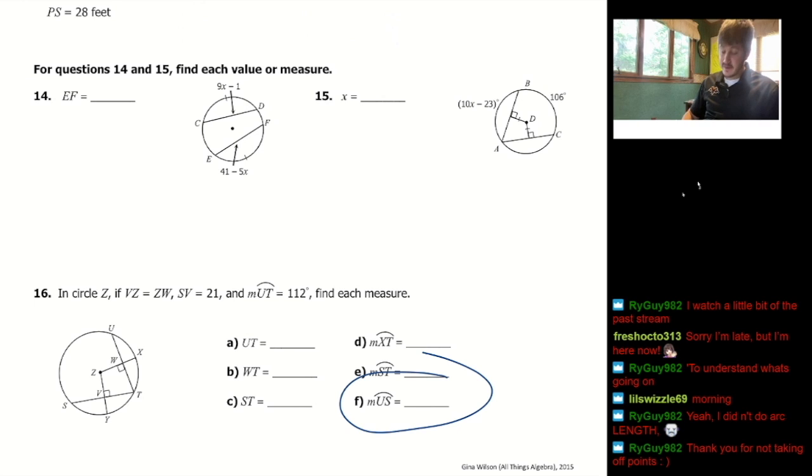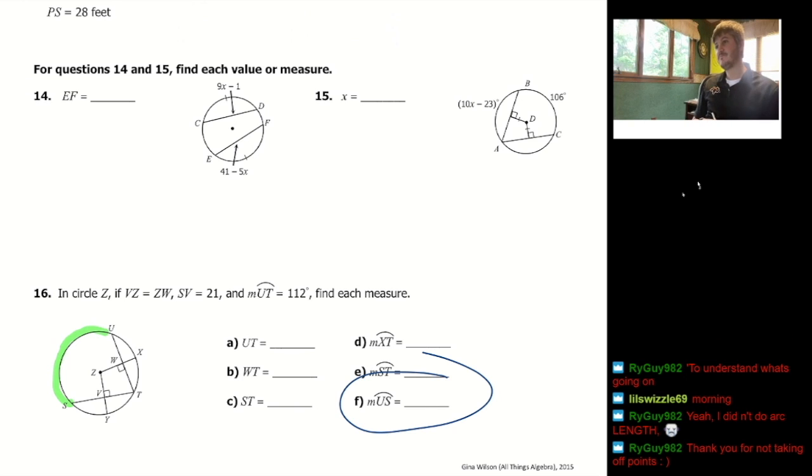But it says US, and a lot of people did US going this way, which even fooled me, because that's the major arc, and because it's only 2 letters, you have to assume it's the minor arc, which would be this one right here. So just double check that, especially if you handed it in early. If you know you handed it in earlier in the week, just double check that. I think the answer was 136.